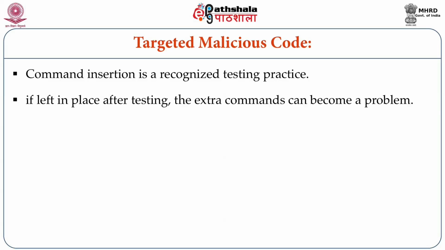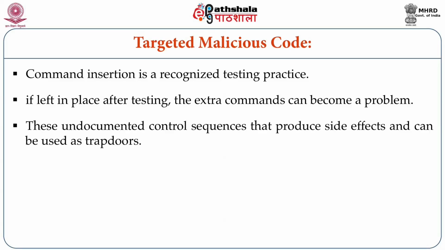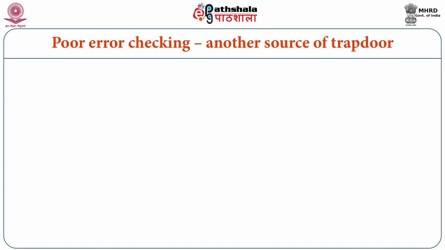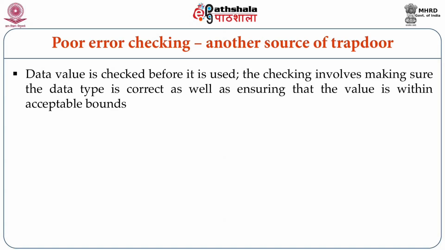But if this is left after testing, these extra commands can be a problem. These undocumented control sequences that produce side effects can be used as trapdoors. The internet worm spreads its infection using just such a debugging trapdoor in an electronic mail program. Trapdoor has another source, which is poor error checking. When a data value you enter, it is checked before it is used. What kind of check do we make on the data? Its data type is correct and value is within the acceptable bounds.